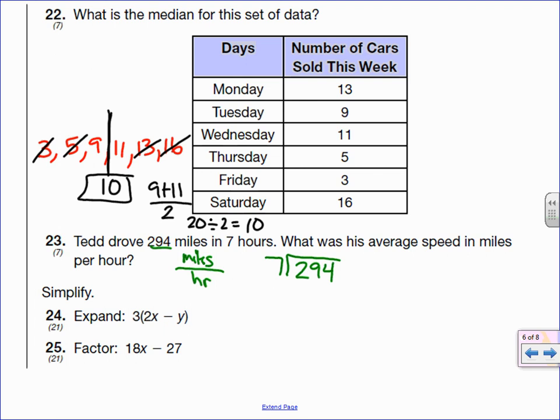How many times does 7 go into 2? It can't. How many times does 7 go into 29? It goes 4 times. 4 times 7 is 28. 29 minus 28 is 1. Bring the 4 down. How many times does 7 go into 14? Twice. 2 times 7 is 14. I have no more numbers and my answer is 0. So looks like we have 42 miles per hour as his average speed.